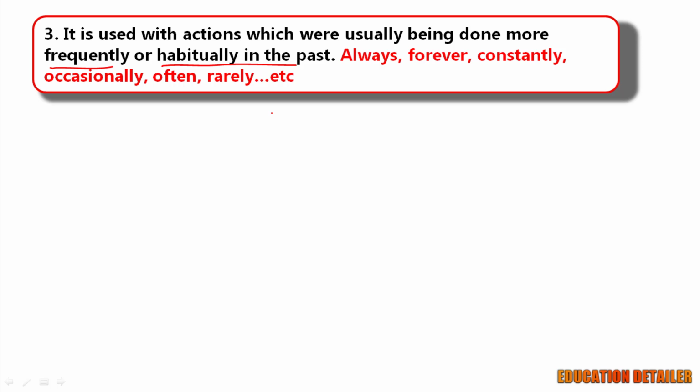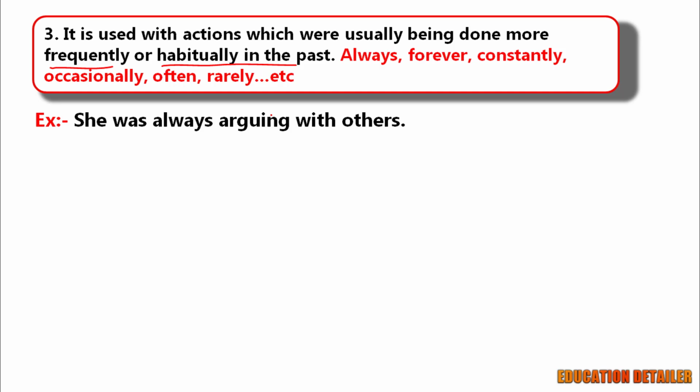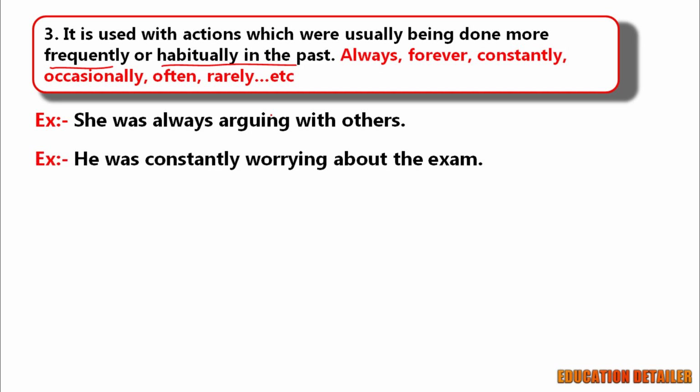We use adverbs like always, forever, constantly, occasionally, often, rarely, and many more. She was always arguing with others. He was constantly worrying about the exam. Here, the adverbs always and constantly modify the verbs argue and worry.